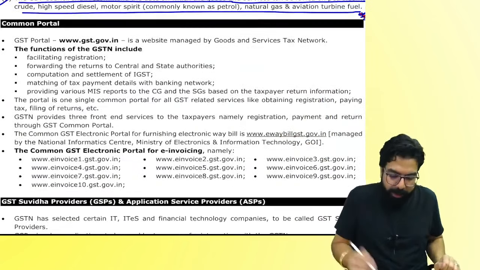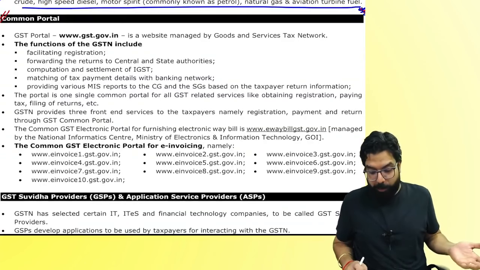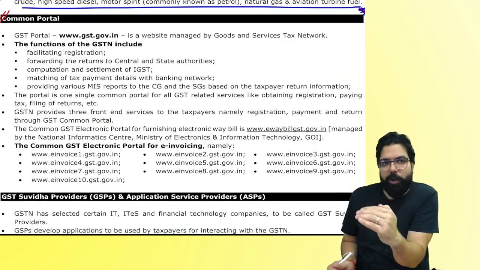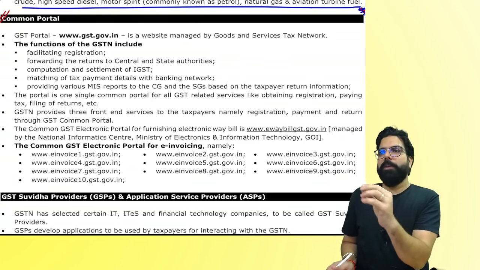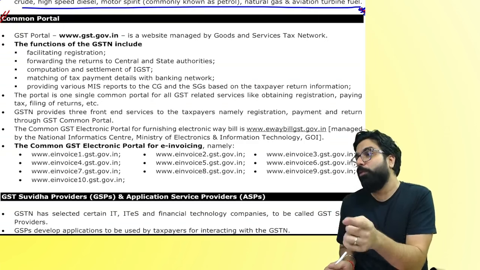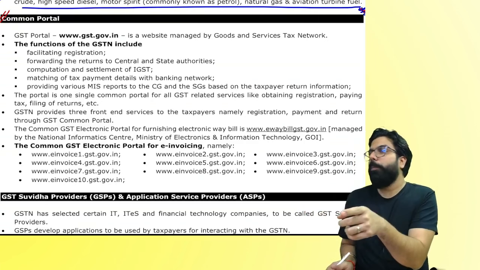Next. Now we have the GST common portal. Sir, what is the common portal? See, chapter number 1 is a very basic chapter. If I don't tell you about chapter number 1, all other chapters, you will see somewhere. Recommendation of council. You will say, sir, what is recommendation of council? Now you know. You getting my point, everyone?